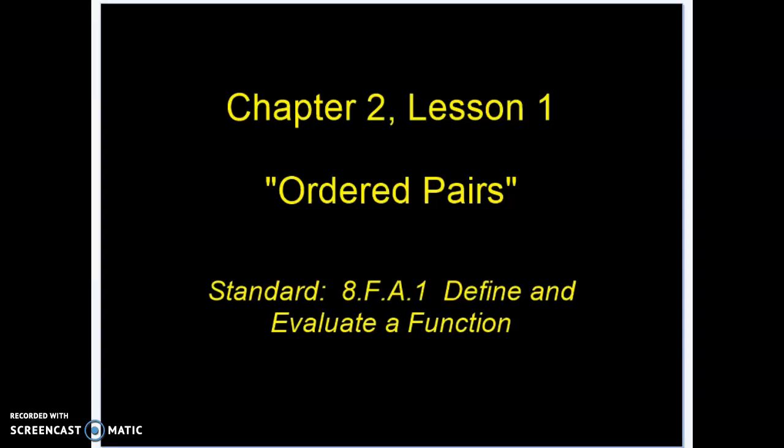Today we're going to begin Chapter 2, Lesson 1, in which we are going to start to work with ordered pairs. The standard that we're working on is defining and evaluating a function.